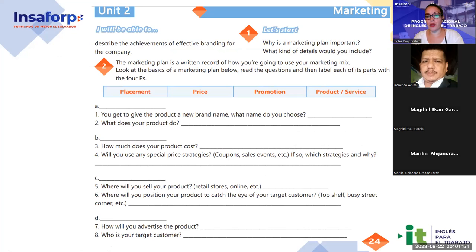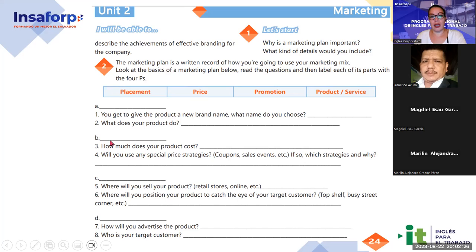And this is on page 24 of your support material. Here, the instruction is: the marketing plan is a written record of how you're going to use your marketing mix. Look at the basics of a marketing plan below, read the questions, and then label each of its parts with the four P's. We have placement, price, promotion, product, or service.